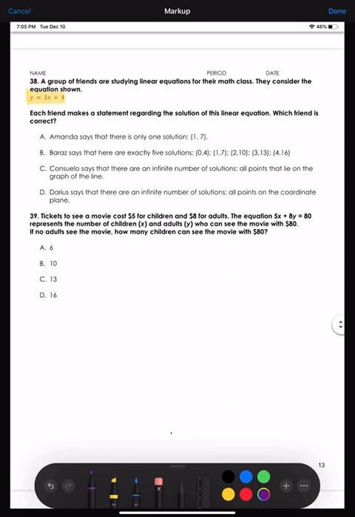Which friend is correct? So I'm going to read through each comment and check and see who would be right. Amanda says that there's only one solution, 1,7. Okay, and it looks like pretty much everyone is making comments about the solutions. So let's quickly think about what we're dealing with here. If we have y equals mx plus b, this is a line.